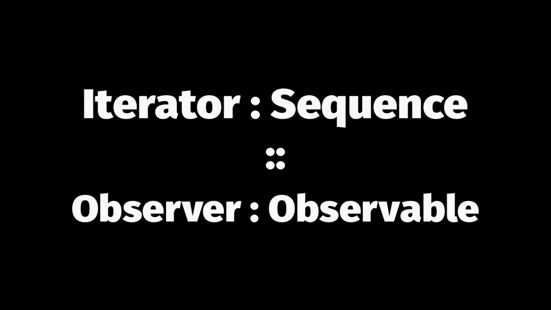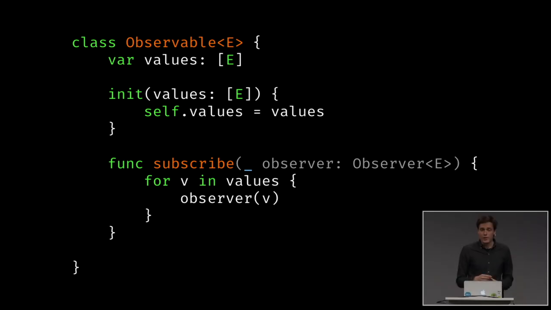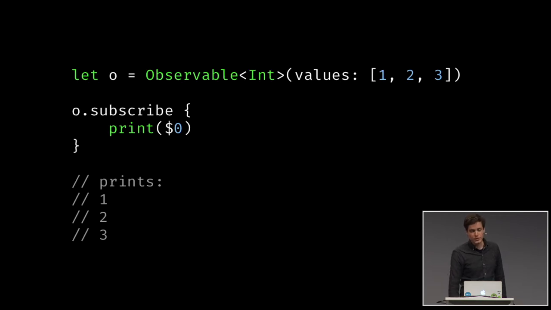So let's try that. We want to support both synchronous and asynchronous data, but let's start with the synchronous case. That's easier. So we create an observable that has an array of values, and whenever an observer subscribes, we just call the observer for each value. Using that, it looks something like this. We create an observable with 1, 2, 3. We call subscribe, and the closure will get called 3 times, printing 1, 2, and 3.